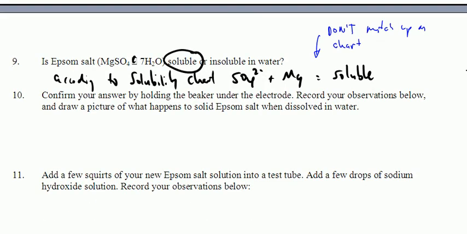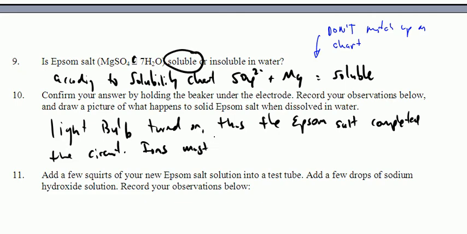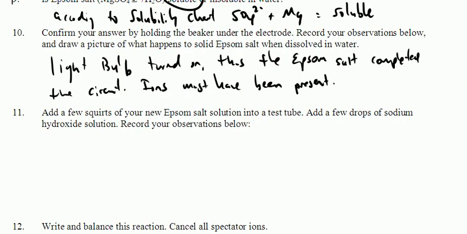Confirm your answer by holding it under the electrode. Okay, so we had the light bulb turned on, thus the Epsom salt completed the circuit. Ions must have been present.